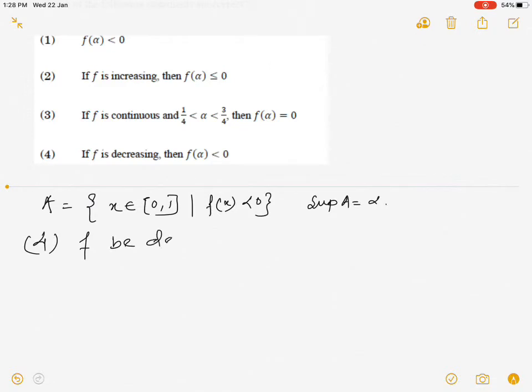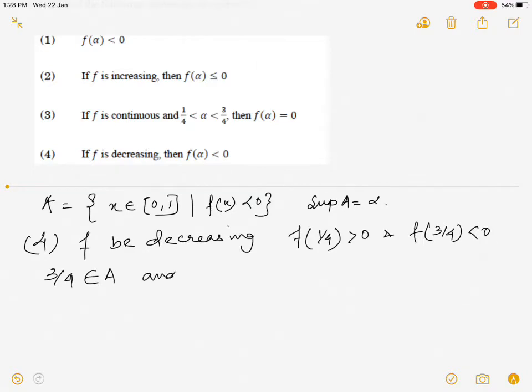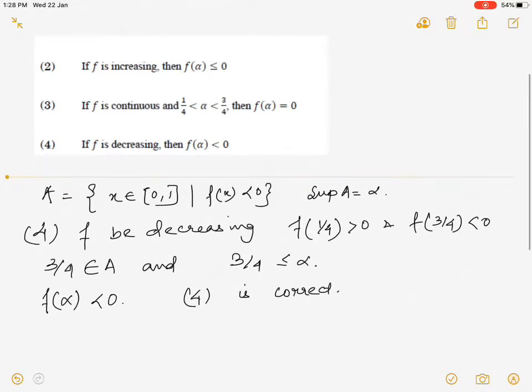Let us start with option 4. Let f be decreasing. Since f(1/4) and f(3/4) have opposite signs, f(1/4) has to be greater than 0 and f(3/4) has to be less than 0. Thus 3/4 belongs to the set A, and since alpha is the supremum of A, 3/4 is less than or equal to alpha. Since f is decreasing, f(alpha) must be less than 0. Thus option 4 is correct.